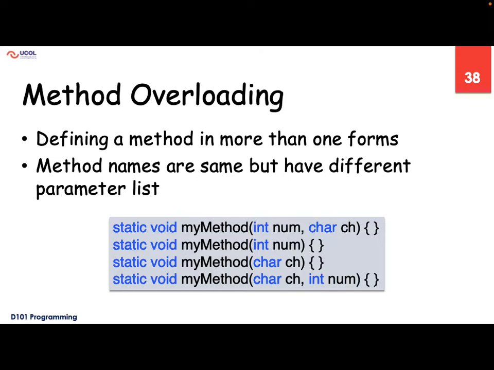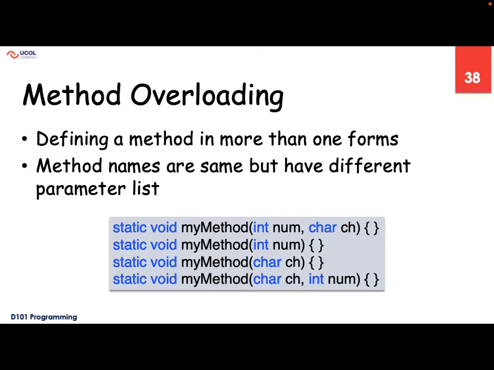So, defining a method in more than one form, that is called method overloading. We are defining the same method in different forms. Method names are the same, but they have different parameter lists. My method, my method, my method, all are my method.